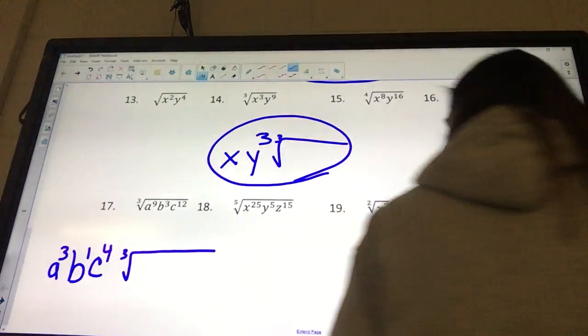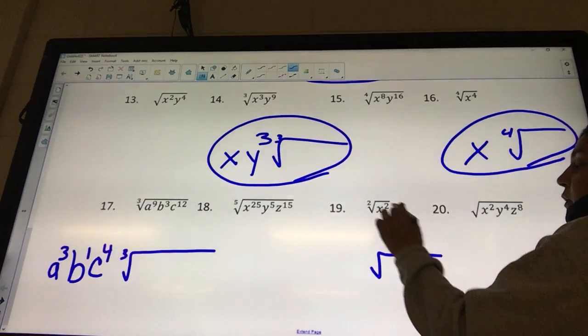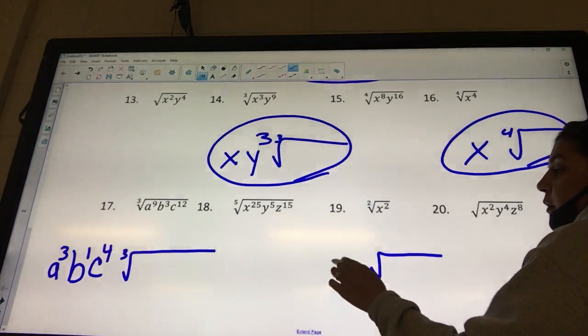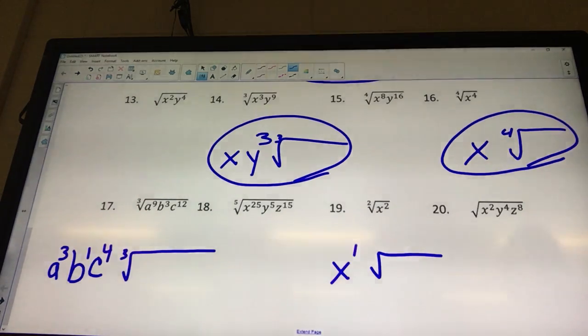Okay, look at 19. 2 divided by 2 is 1. Now I do want to look at 20, and we're just going to talk.